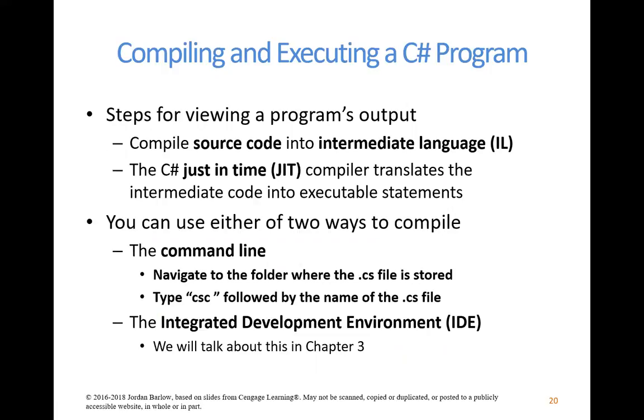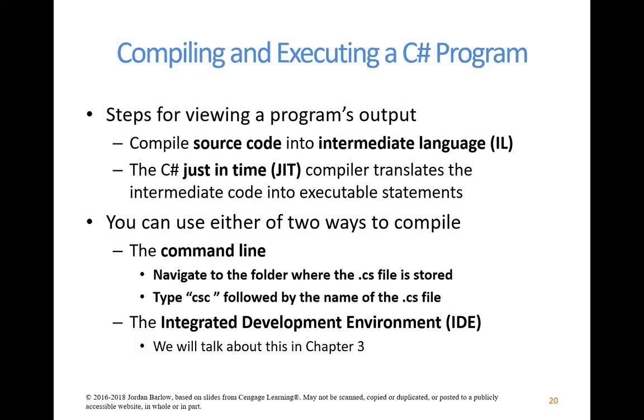Now, once you've written out your program, the next step is to compile that program into something that the computer will understand. So what generally happens is you compile your source code. The source code is the code that we wrote. That gets compiled into what's called intermediate language. Now in C Sharp, when we compile our program, it actually does two steps at once. It takes the source code and puts it into intermediate language, and then it also translates that intermediate language into an executable statement that we can run.